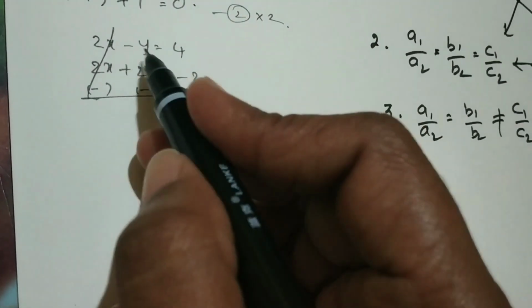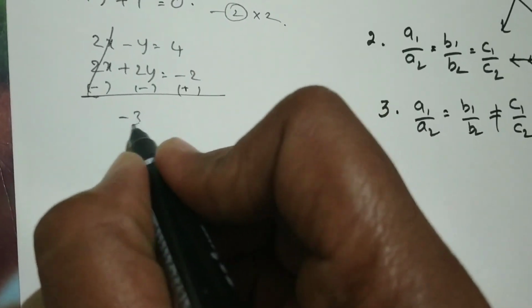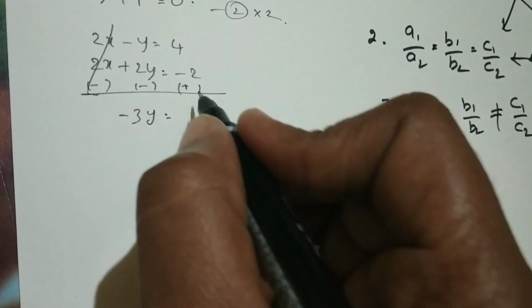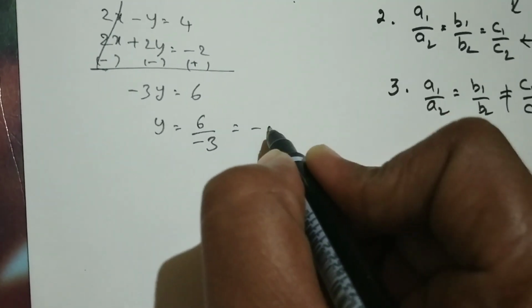The x coefficients will be cancelled. Then you are going to get only y. Minus y minus 2y is nothing but minus 6y. 4 plus 2 is 6. So y is equal to 6 by minus 3, that is equal to minus 2.